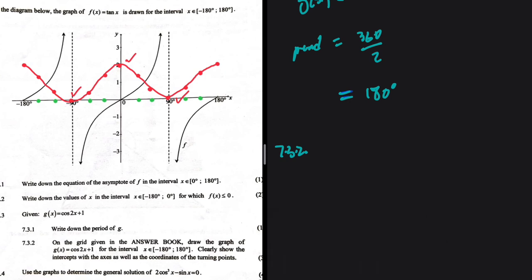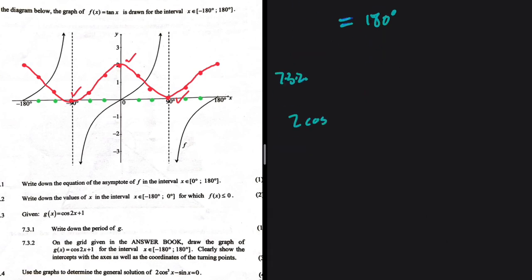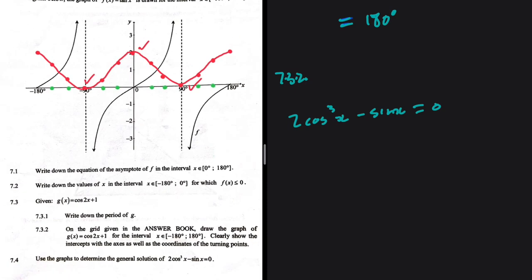Use the graphs to determine the general solution of 2 cos cubed x minus sine of x equals 0. So when I looked at these, I sort of knew that the question says use the graphs, but even if the question didn't say use the graphs, I would know that I'm supposed to use the graphs somehow. But we don't have the graph of cos of x to the power 3, so how do we then use the graph to answer this, which looks unrelated to the graphs?